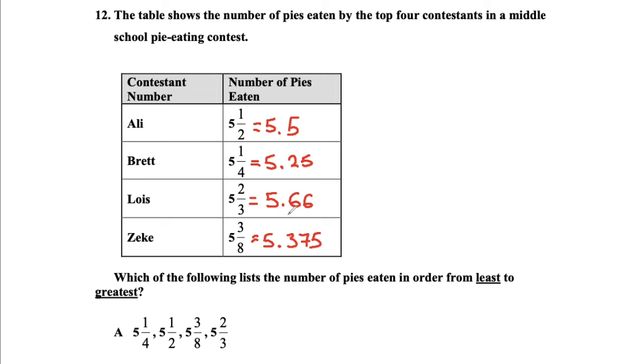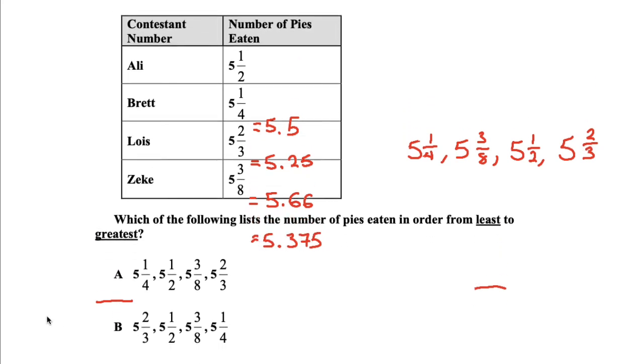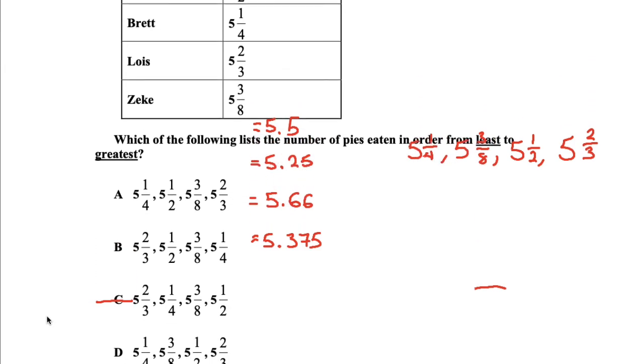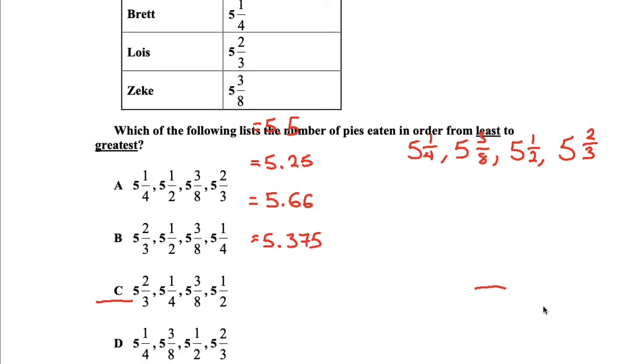5.375. So if we were to list these numbers from least to greatest, first it would be 5 1/4. Then it would be 5 3/8. Then 5.5. And finally 5 2/3. And if we look through the answer choices, we will see that this is answer choice D.